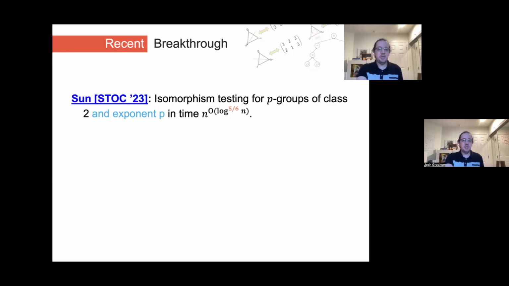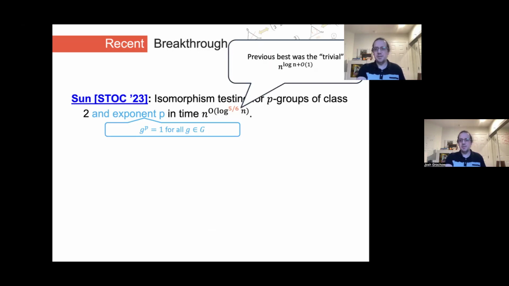Okay, but recently, just a couple years ago, Xiaorui Sun had a breakthrough on this. So he got an algorithm for isomorphism testing of p-groups of class 2 and what's called exponent p, which means g to the p is 1 for every group element, in time n to the log^(5/6) n. So this is really the first n^(o(log n)) algorithm for this problem.